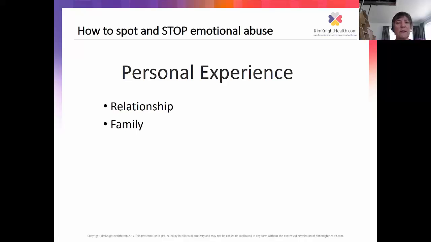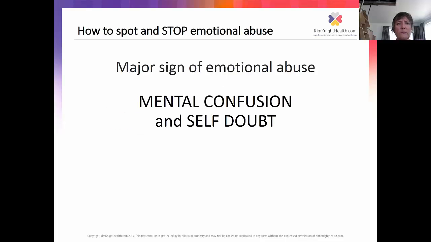And this went on for some time until eventually I started to really think, you know, this can't be right. It can't be right to be this unhappy all the time. It can't be right to be this confused all the time. And I think I need to try and sort this out, which I did. So a major sign of emotional abuse is this mental confusion and self-doubt. And I'm going to show why this is.